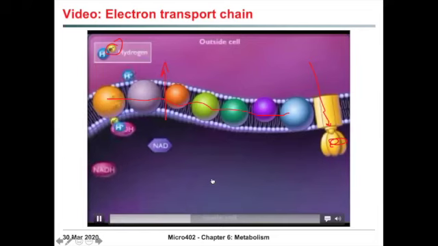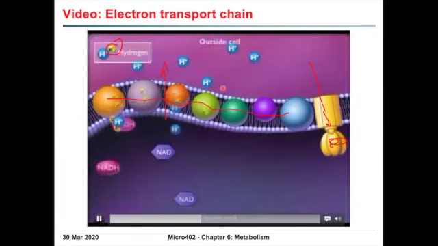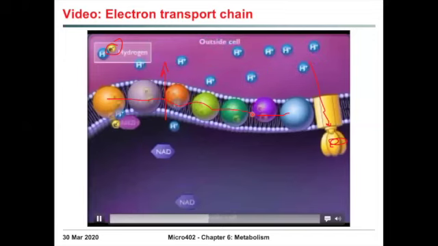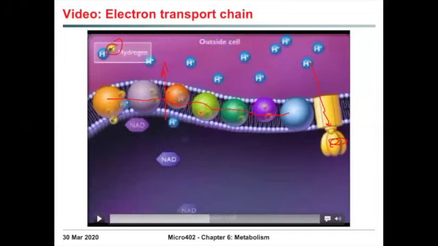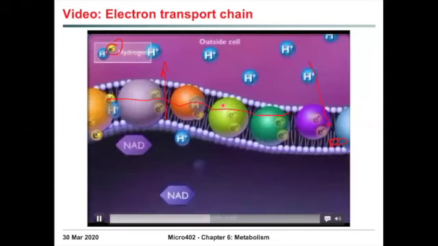Electrons to a membrane-embedded carrier protein. The electrons are sequentially carried along the electron transport chain, while the protons are shuttled to the outside of the membrane. Electrons down the chain, protons out of the membrane.